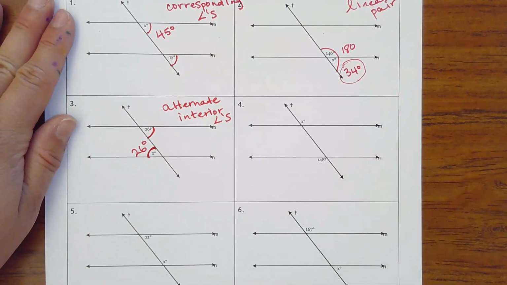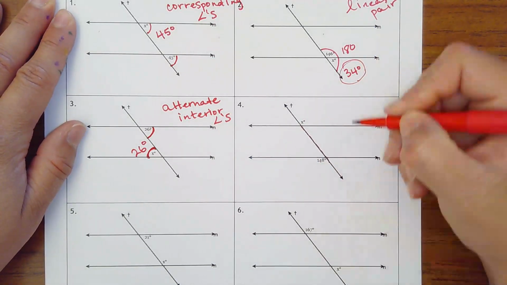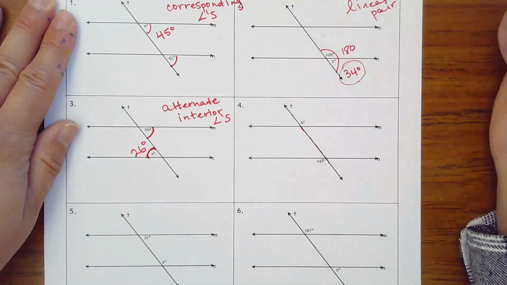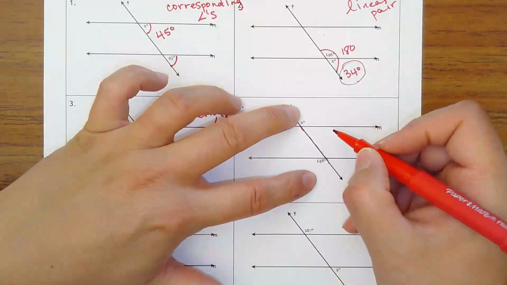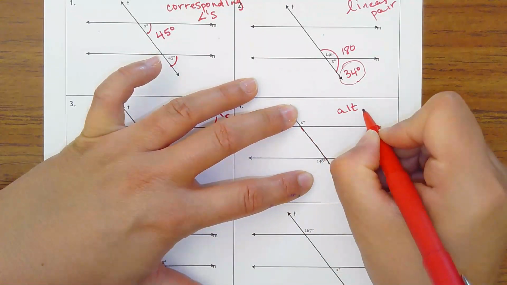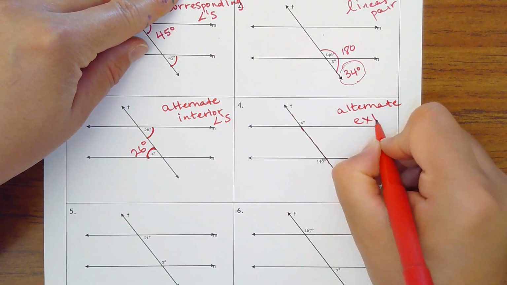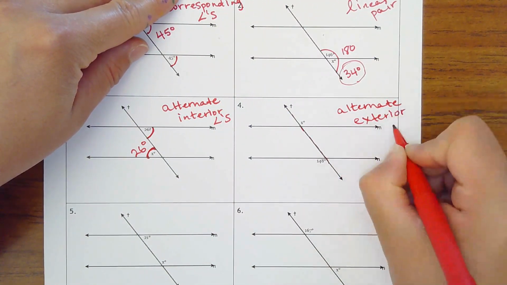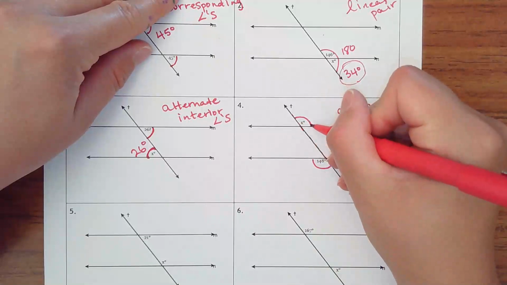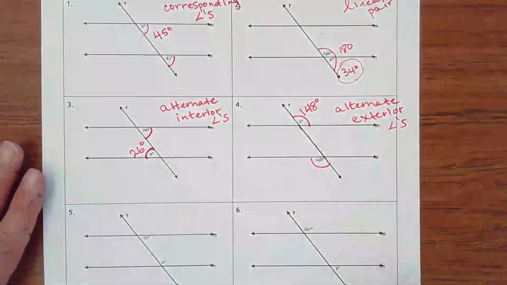All right, number 4. You can see that these are alternate because one's above and one's below. And then this time they're outside the parallels. One's below it, one's above it. So alternate exterior angles. They're also congruent. So if this is 148, this is also 148. And again, you can see they're the same shape and size.